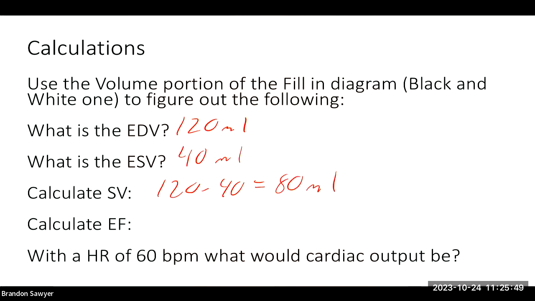And then to get ejection fraction, we have to take our stroke volume and divide by end diastolic volume. So we have 80 divided by 120, right? And then we multiply that by 100%. What did that number give us?